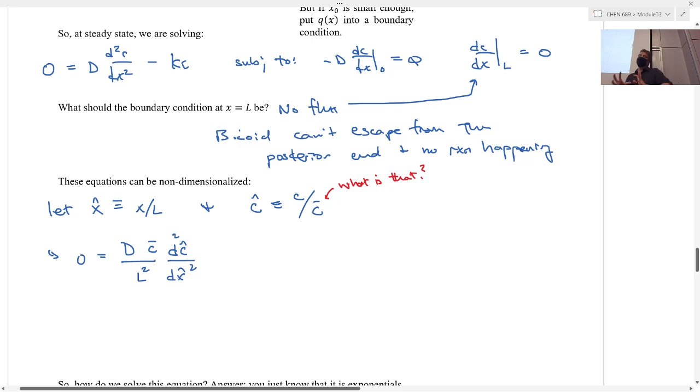All I've done here is take d squared c dx squared, and pull out the c bar and the L squared. And then you have a minus k times c, but again, c is c bar times c hat. Perfect. Now that we have this equation, we see that since it's at steady state and it's 0 on the left-hand side, the c bars cancel.